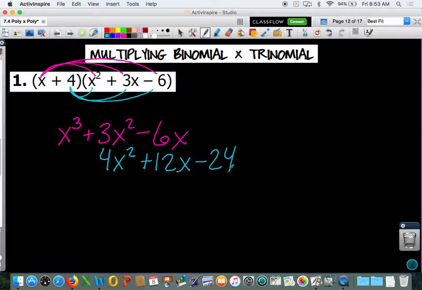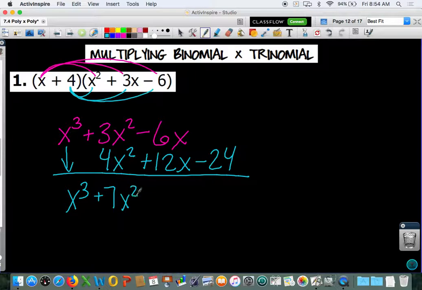Now it's easy to combine my like terms because they are already lined up. So, x cubed drops down because there's no like terms. 3 plus 4x squared gives you plus 7x squared. Negative 6x plus 12x gives you plus 6x. Minus 24 drops down. So your final answer, x cubed plus 7x squared plus 6x minus 24.